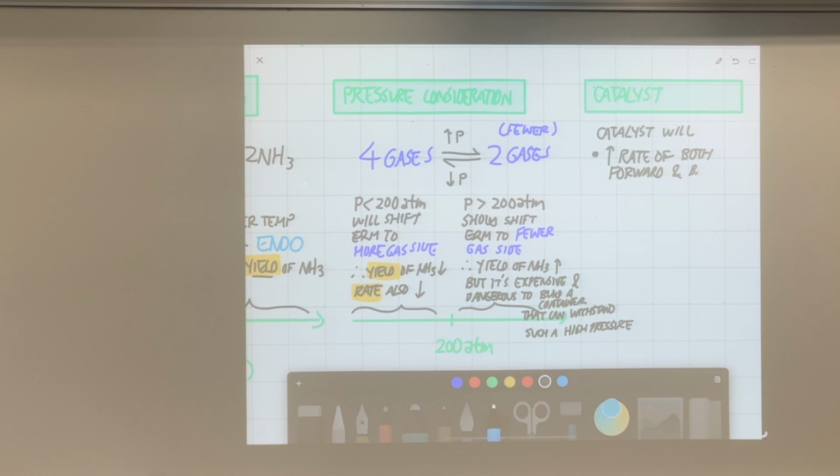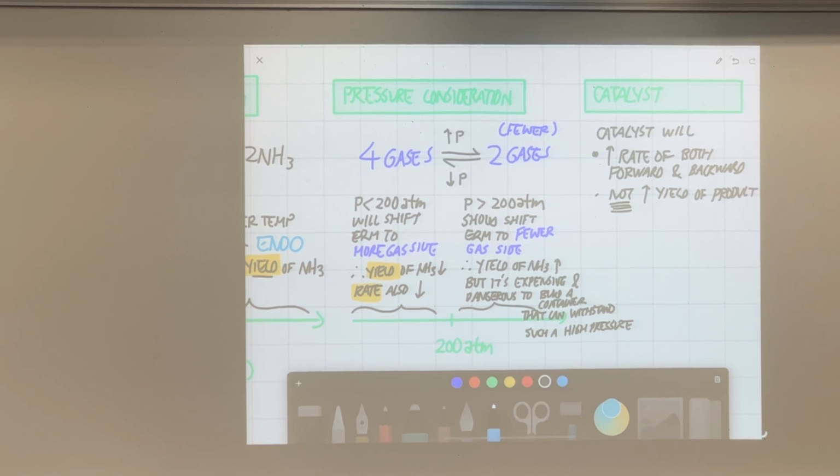So forward and backward reaction, and it will not increase the yield. Okay, triple underline or quadruple underline, it will not. I don't want you to say catalyst increases the yield. It will never increase yield. But it will help you get the same amount of product in a shorter period of time, which is still worth it.